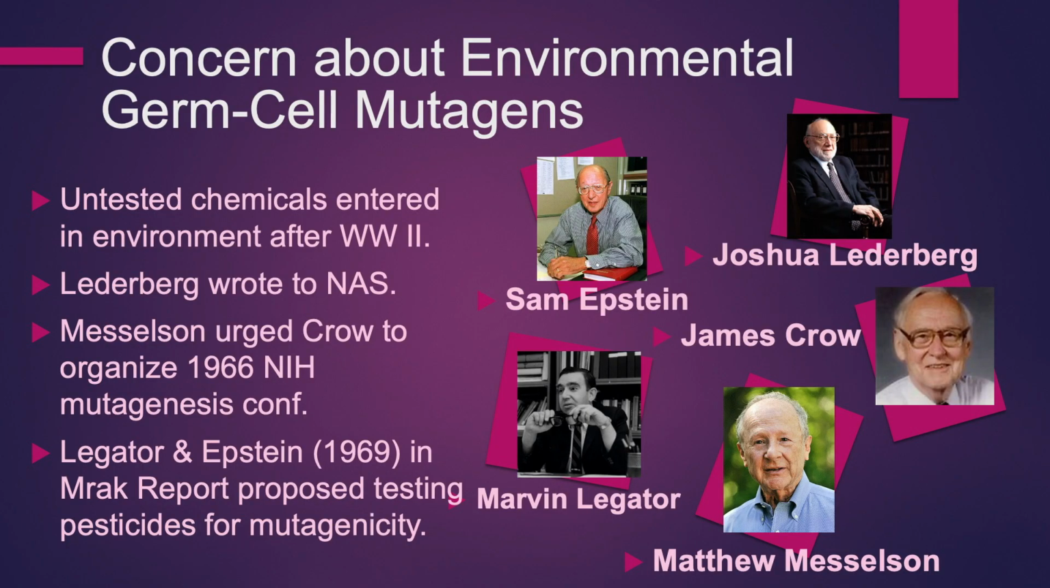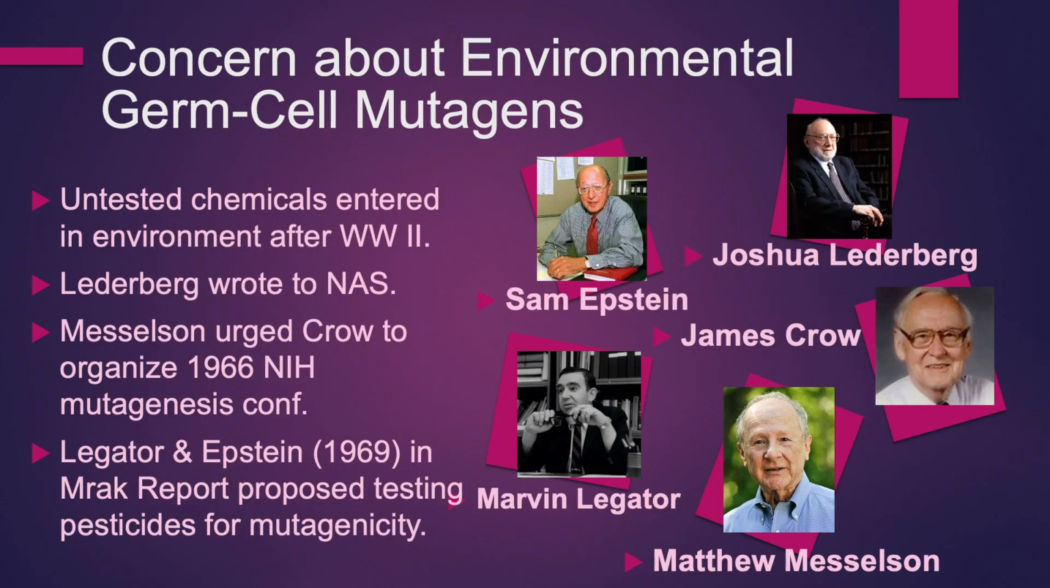All of this created, among the leading intellectuals in our field, great concern about environmental germ cell mutagens. After World War II, thousands of chemicals were being introduced into the environment, and of course they weren't tested in anything. There was no EPA, of course. And Joshua Lederberg, who was one of our founding members and won the Nobel Prize, was so concerned that he wrote to the National Academy of Sciences in 1955 to express his concern about the introduction of possible germ cell mutagens into the environment, and that the National Academy ought to look into it. They did not, by the way.